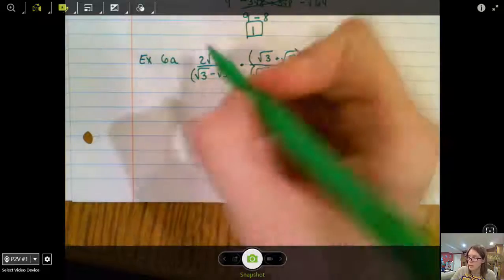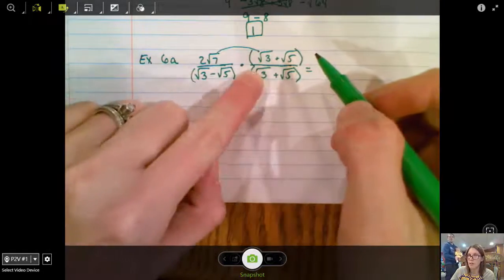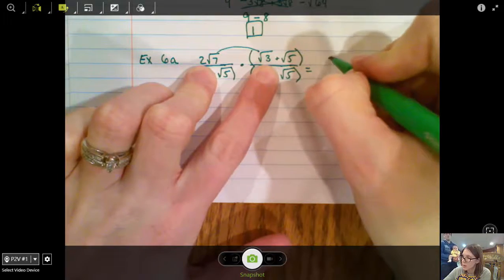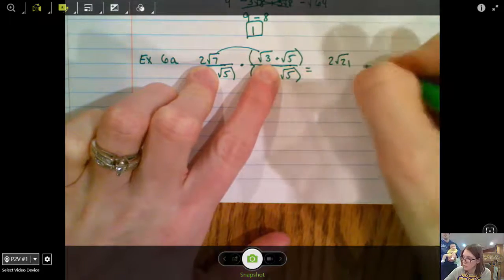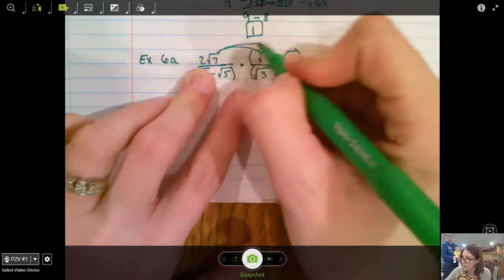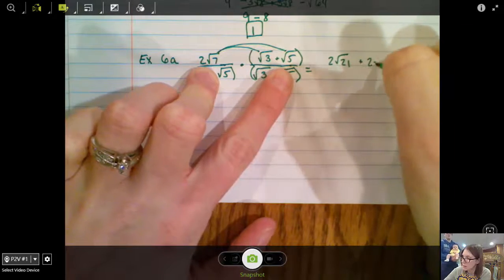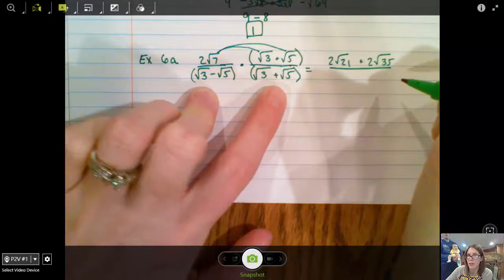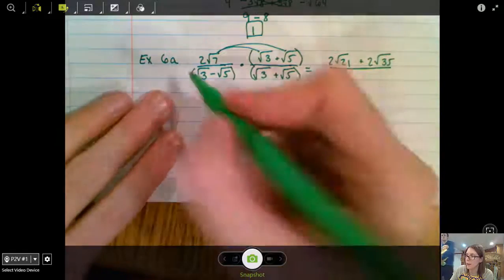So the numerator, we just distribute this. 2 square root of 7 times the square root of 3 would become 2 square root 21. 2 square root of 7 times the square root of 5 would be 2 square root 35. And then the denominator, we're going to have to multiply this out and FOIL.